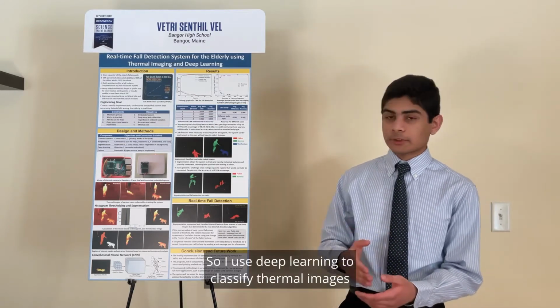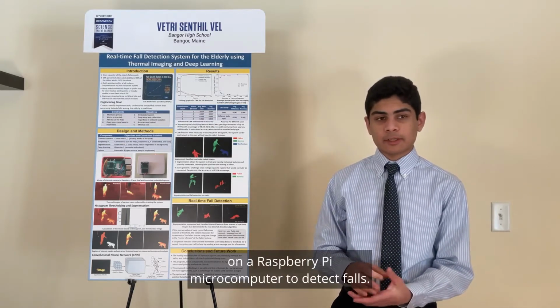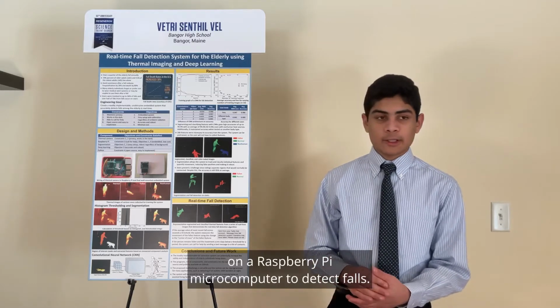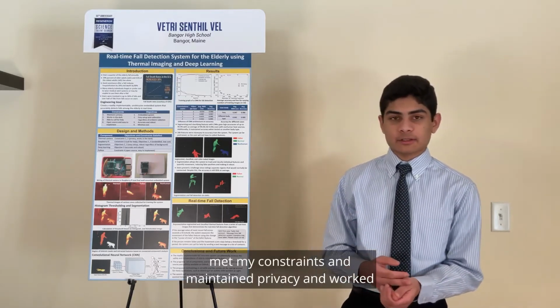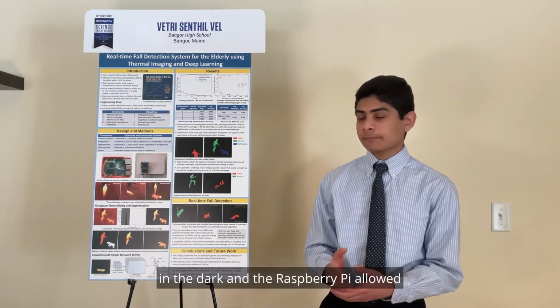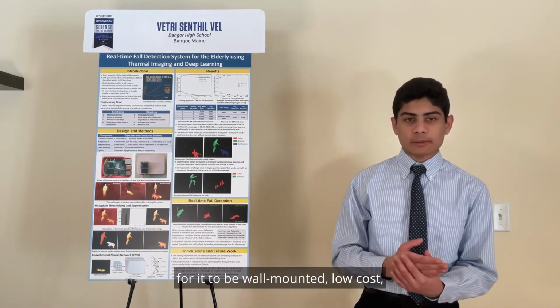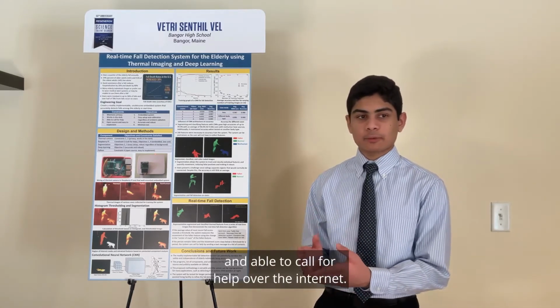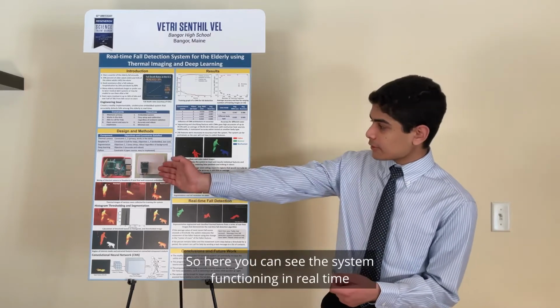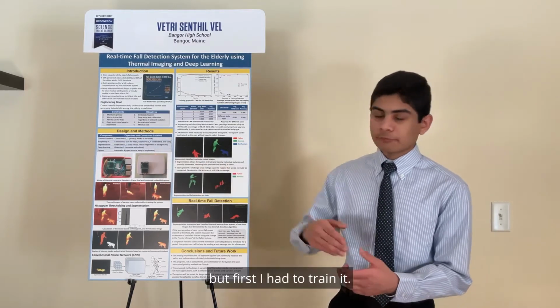So I used deep learning to classify thermal images on a Raspberry Pi microcomputer to detect falls. For example, the thermal camera met my constraints of maintaining privacy and working in the dark. And the Raspberry Pi allowed for it to be wall-mounted, low cost, and able to call for help over the internet. So here you can see the system functioning in real time. But first I had to train it.